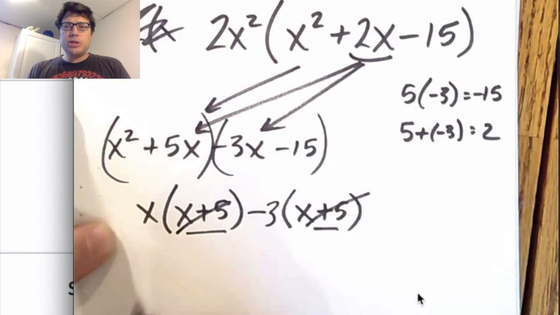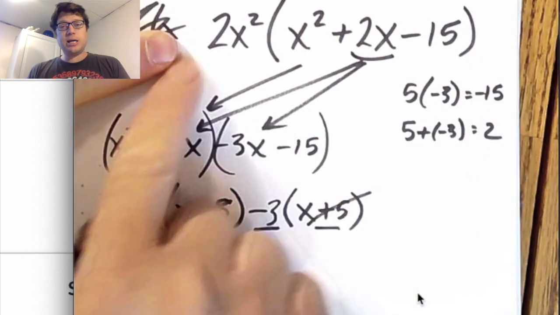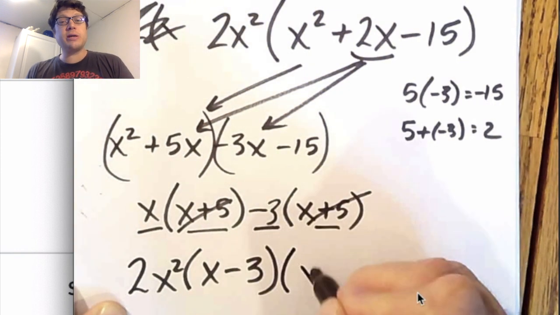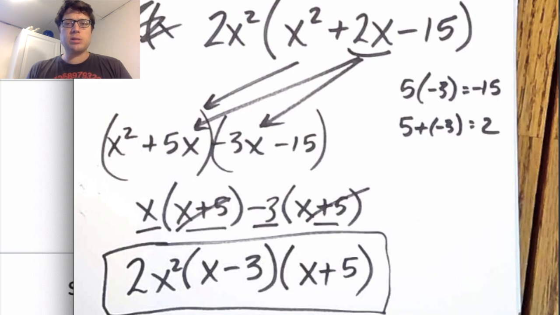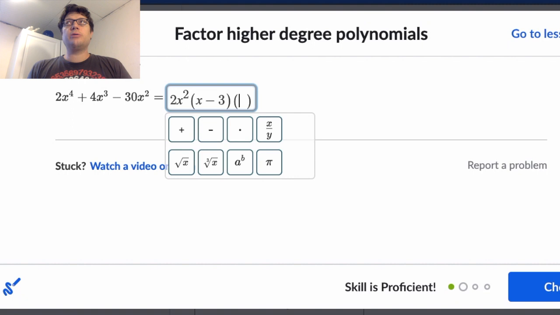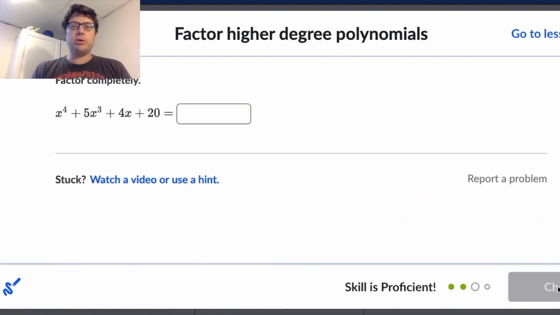By splitting the 2x into 5x minus 3x, I can now look at two groups at a time, like x squared plus 5x. They both have x in common. Negative 3x minus 15, they both have negative 3 in common, so that gets factored out. And what's left is x plus 5. So our combining and factoring allows us to fully factor this higher degree polynomial.